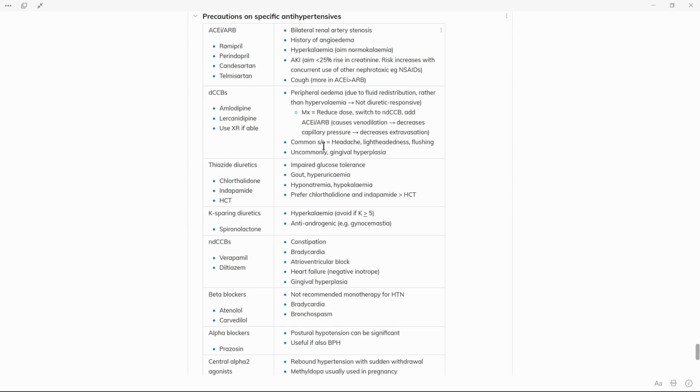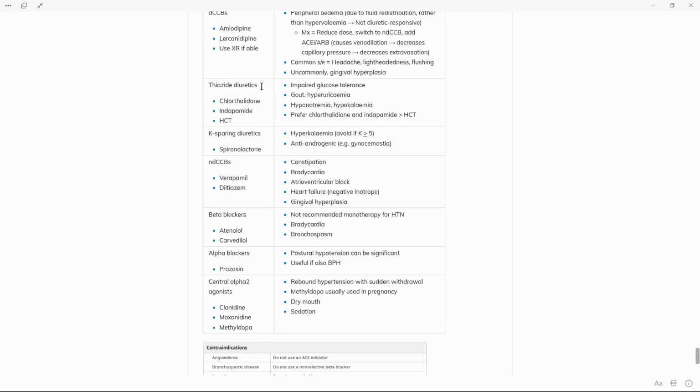Other common side effects of amlodipine include headache, lightheadedness, and flushing, and uncommonly it can also cause gingival hyperplasia. If that's the case, usually you would stop the medication. Thiazide diuretics, examples are chlorthalidone, indapamide, and hydrochlorothiazide, or HCT.